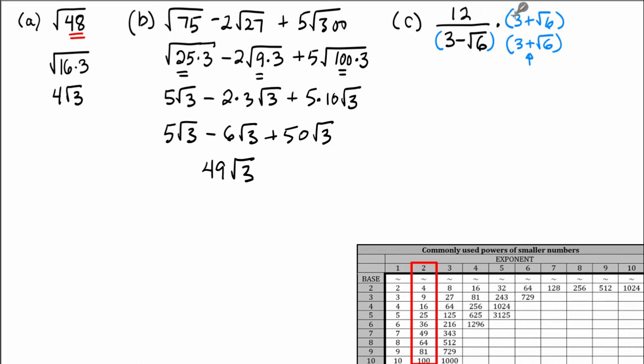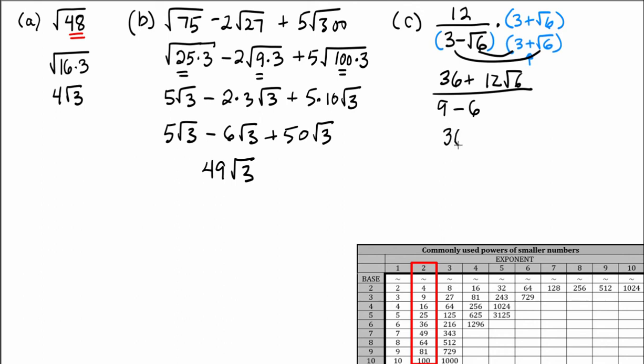So 12 distributed onto 3 plus root 6 becomes 36 plus 12 root 6. Now, in working out the denominator, you'll see why the conjugate was chosen. You do the 3 times 3, 9, and here's the magic. 3 times root 6 will cancel negative root 6 times 3. So you won't have any middle terms. And finally, negative root 6 times positive root 6 is minus 6.